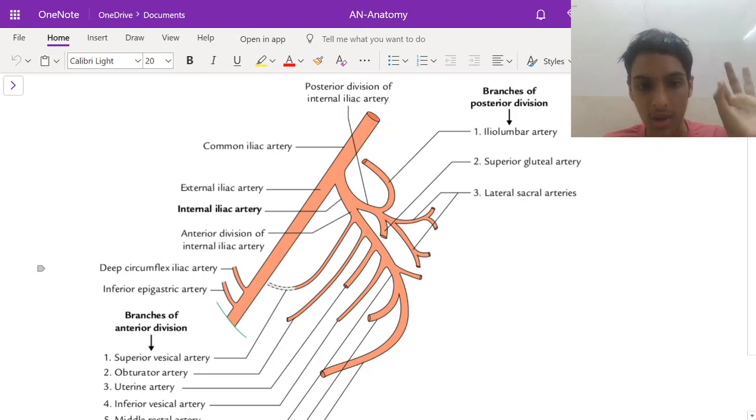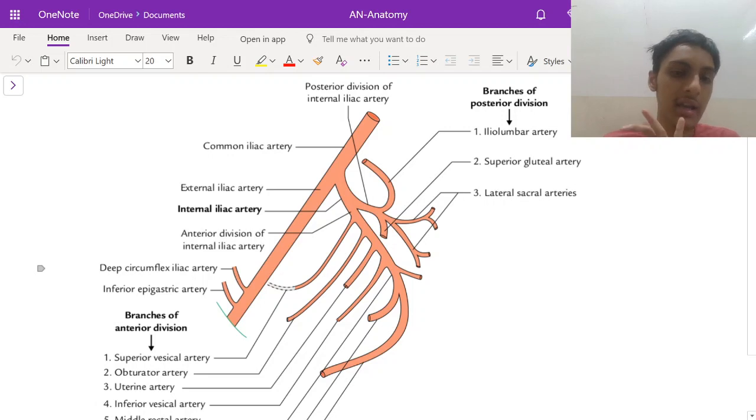If the question is about the common iliac or internal iliac, please write the same answer. Even if you get common or internal iliac, the same answer, please write it. Got it, guys?